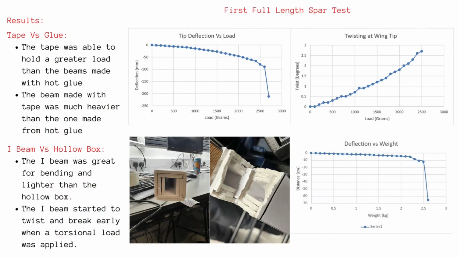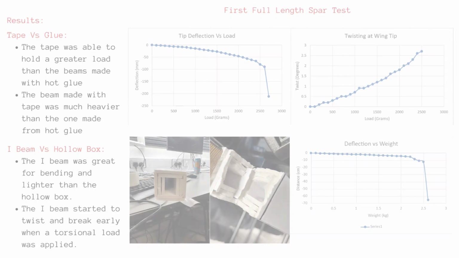Looking at our results, we can see that the rectangular spar would break at the root, where the bending moment is the greatest. Furthermore, if we look at the deflection graph, we can see that the deflection is generally linear until it reaches the ultimate tensile strength or the ultimate compression strength.